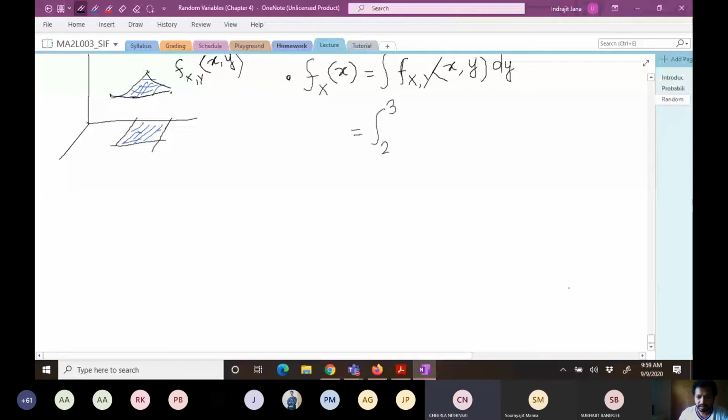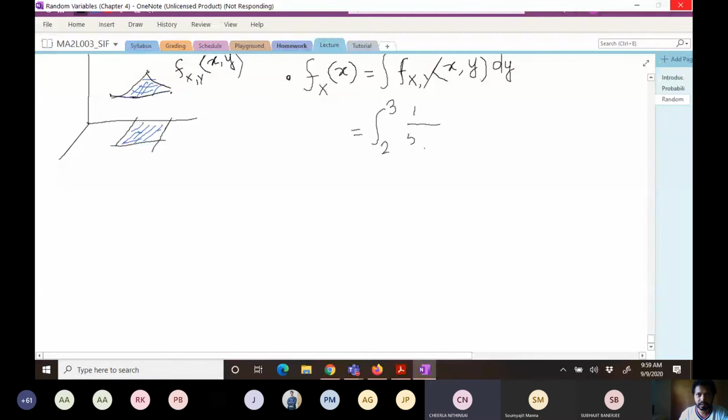Y is running from 2 to 3, and the joint PDF is given by 1 over 5 times (e minus 1) y e to the power x.